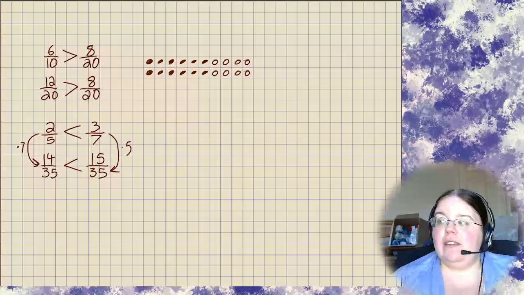So that's all there is to it. Just get that common denominator and then compare the numerators.